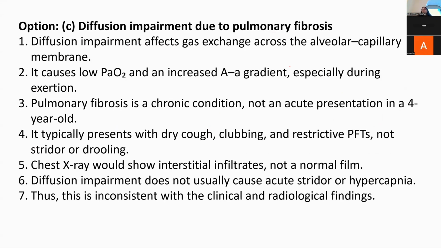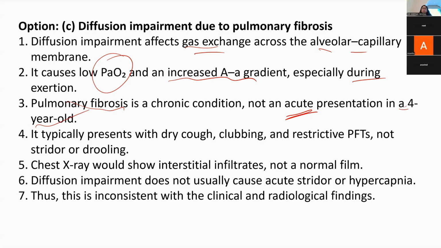Diffusion impairment due to pulmonary fibrosis. Now, diffusion impairment again we just studied. It will affect the gas exchange across the alveolar capillary membrane. It will cause low PaO2 and increased gradient, especially during exertion. So pulmonary fibrosis is a chronic condition, not an acute condition, which is present in this 4-year-old child. A 4-year-old child is very small to label as any chronic condition.